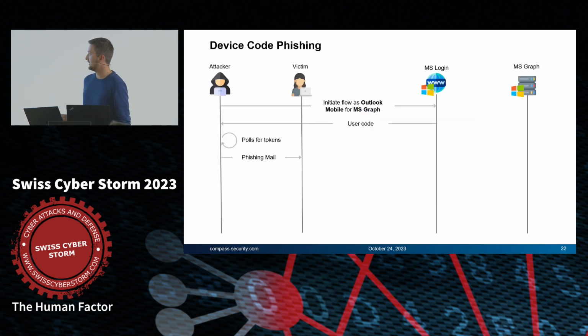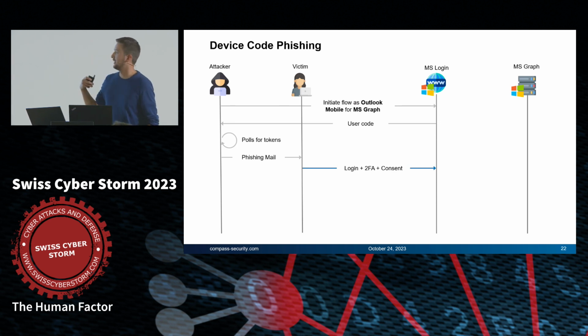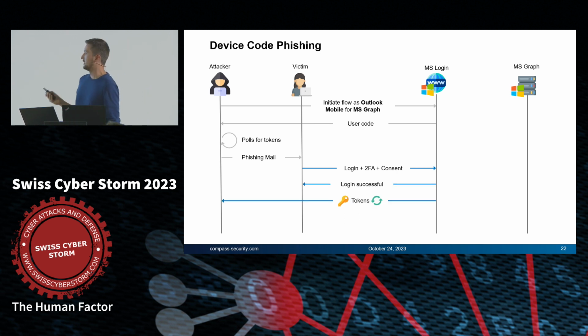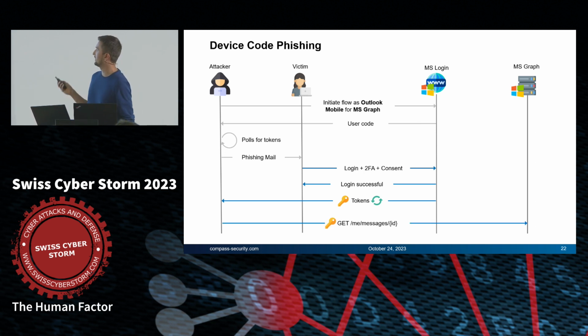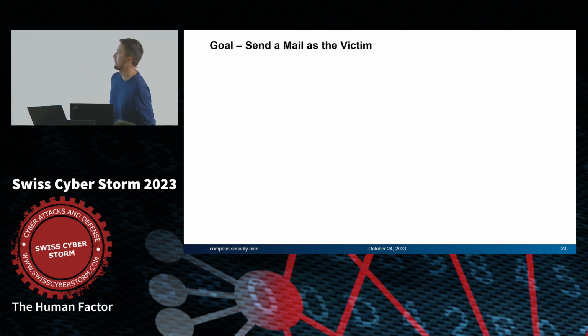If the user does that, he has to perform the login and give the consent or 2FA if required. Once they are logged in, we can gain the access token and the refresh token, and then we have access to the MS Graph API, where we can, for example, say, okay, show me all messages or all emails of that user.